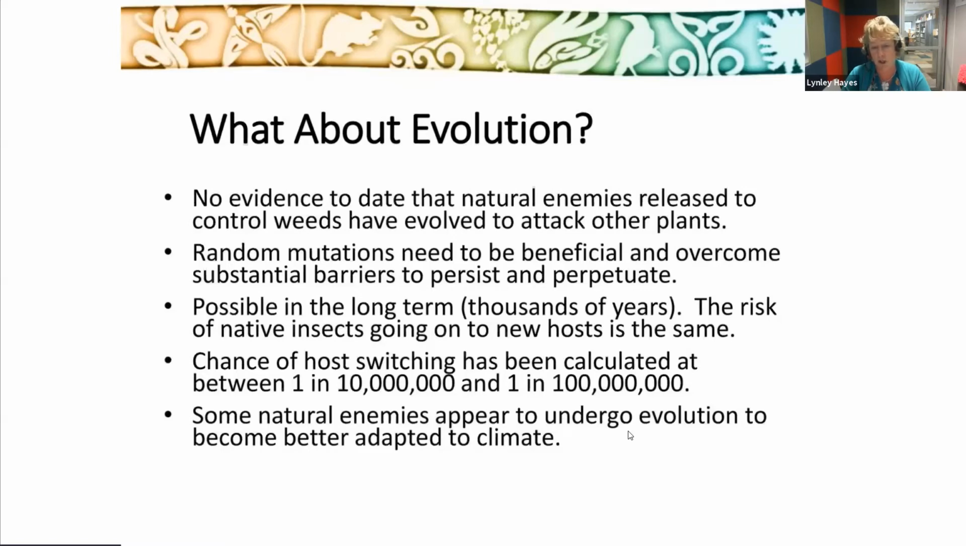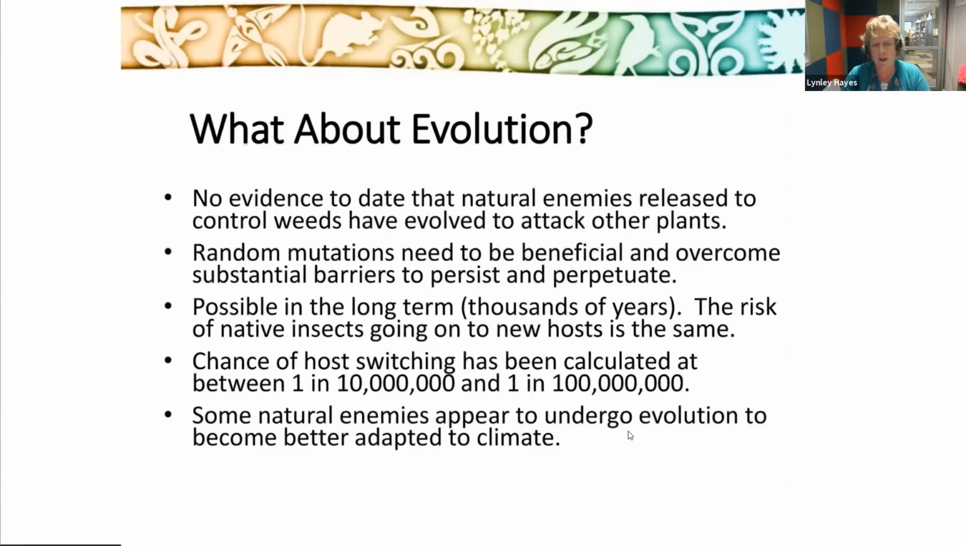And even if it's beneficial, there's substantial barriers to overcome for that to persist and to perpetuate and to become common in a population. Because basically that's just one individual who's got that random mutation and all the other individuals don't have it. And so the way that the genetics works is that that just gets swamped and it disappears. So this is the reason why it's actually very difficult for these natural enemies to change, which isn't to say that it's not impossible in the longer term. And we're talking about thousands of years.